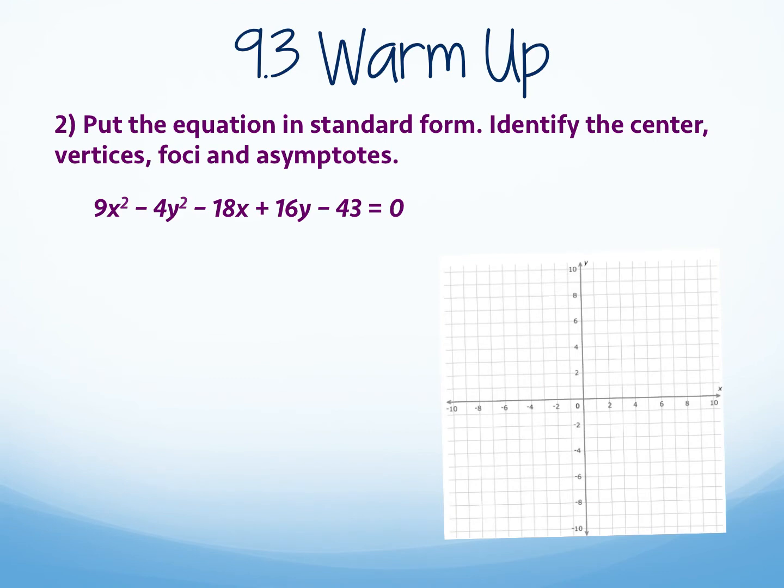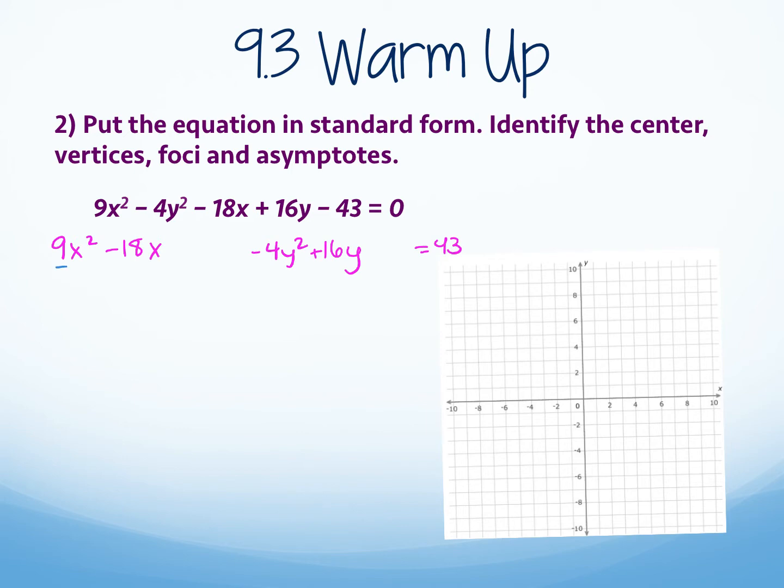Okay, number 2, put the equation in standard form, identify the center, vertices, foci, and asymptotes. This time we've got to complete the square. We have an x² and an x and a y² and a y, so we're going to do it twice. We're going to group together the x² and the x. We're going to group together the y² and the y, and we're going to bump the 43 to the other side.